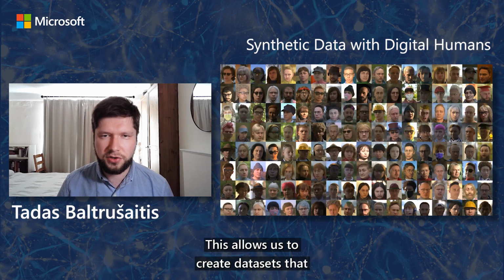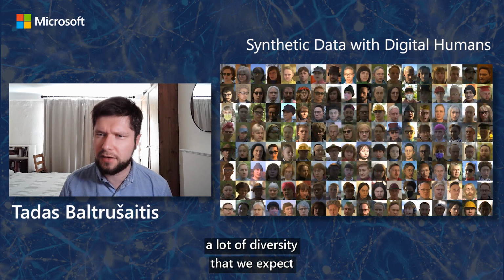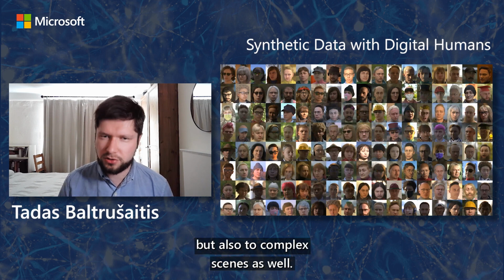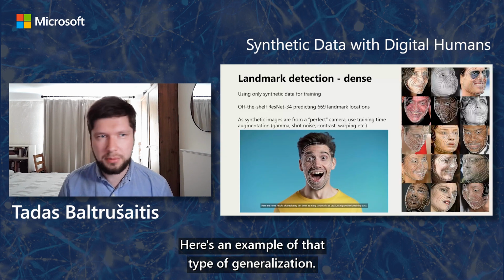So this allows us to create datasets that generalize to real data and that capture a lot of diversity, and that we expect to generalize not only to simple images from real data, but also to complex scenes as well. So here's an example of that type of generalization.